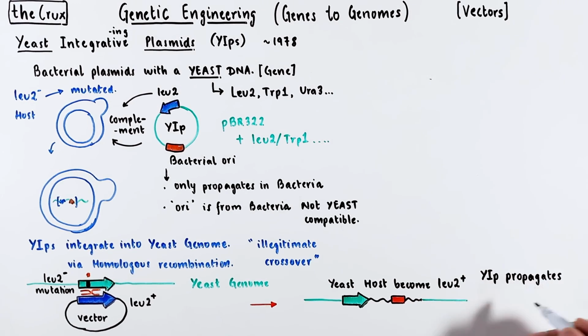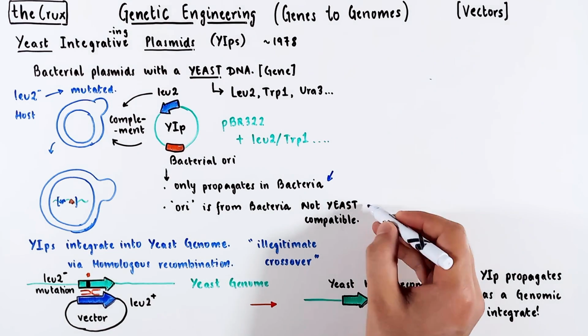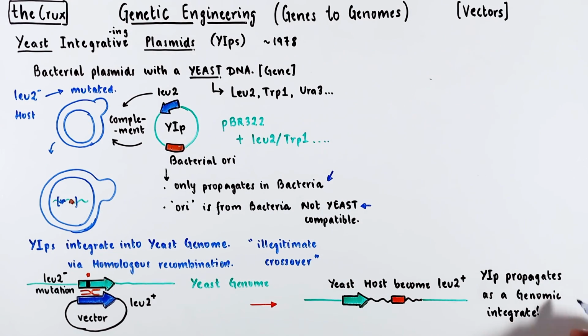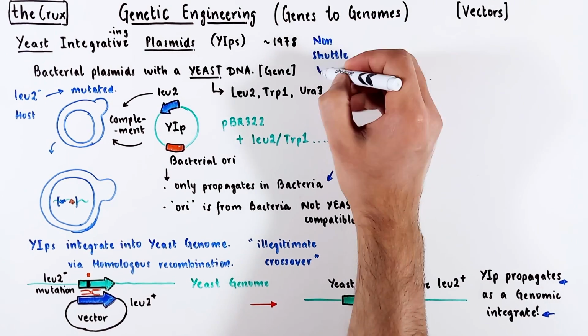This means the only way to propagate any DNA contained in the integrative plasmid is through integration in the yeast genome. Since the original vector can only propagate as a vector in bacteria and not in yeast, because it has to integrate, we call it a non-shuttle vector.